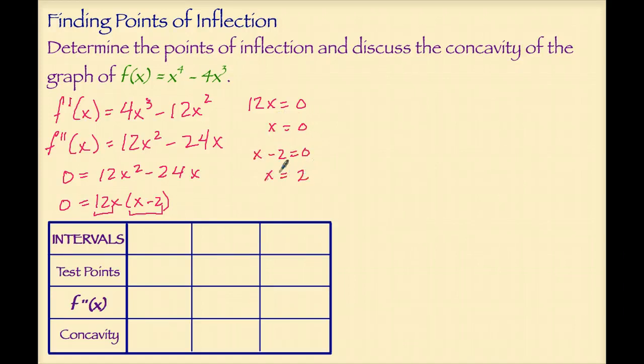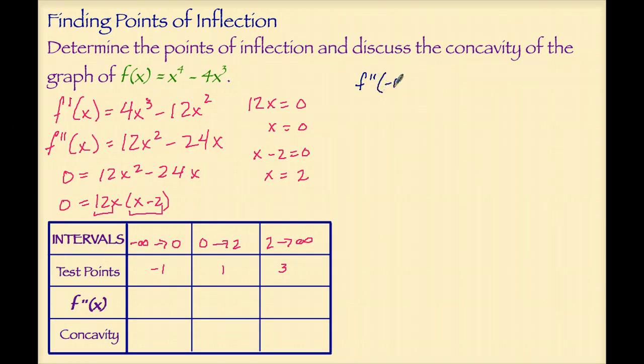x equals 2. So let's set up our intervals with these values: negative infinity to 0, 0 to 2, and 2 to positive infinity. I'll pick a test point in each of these intervals. I'll choose -1 here, 1 and 3 here. Now I'm going to need to know the sign of the second derivative at each of those test points.